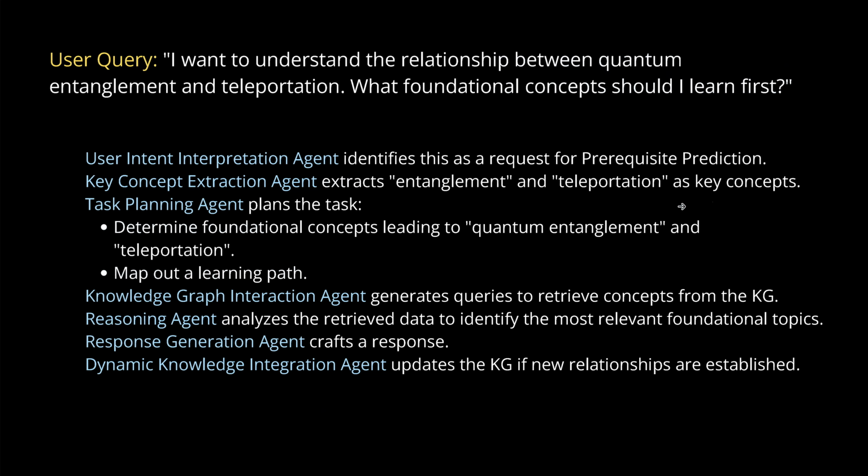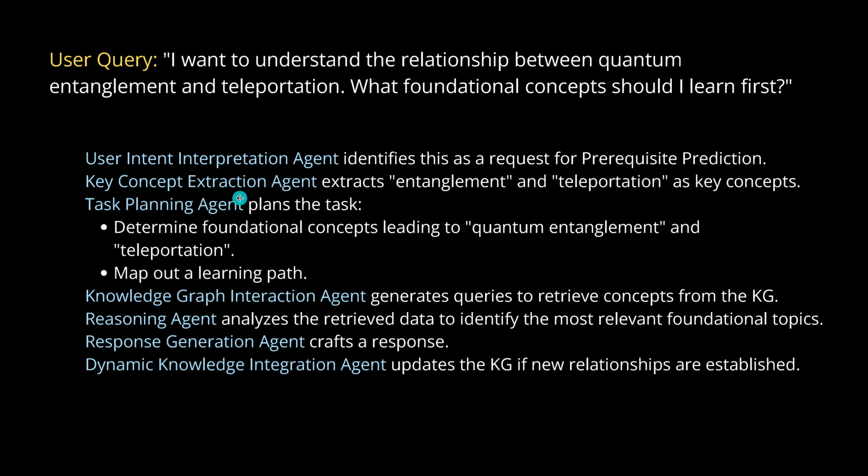Let's have a look. Let's say I have a user query. I say, hey, I want to understand the relationship between quantum entanglement and teleportation. What foundational concepts should I learn first? The user intent interpretation agent identifies this now as a particular request, and there is a predefined class. This here is called a prerequisite prediction, and I will show you the different other classes in a minute. So we have predefined structures that we use.